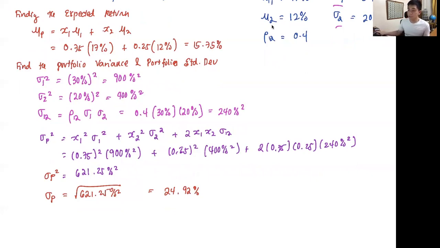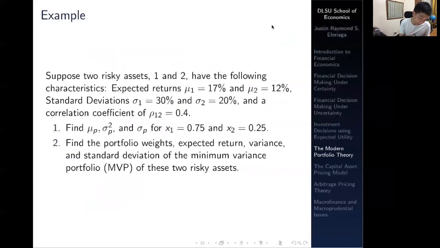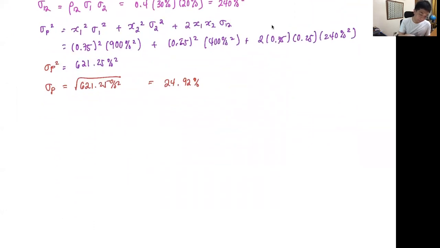Well, now what we need to do is see, so we were also asked, so number one is done. That's our first item. We were also asked to find the portfolio weights, the expected return, the variance, and the standard deviation of the minimum variance portfolio. The minimum variance portfolio, of course, should have a lower portfolio variance than what we had in number one, right? Because we're going to compute for that. So let's see what we can come up with.